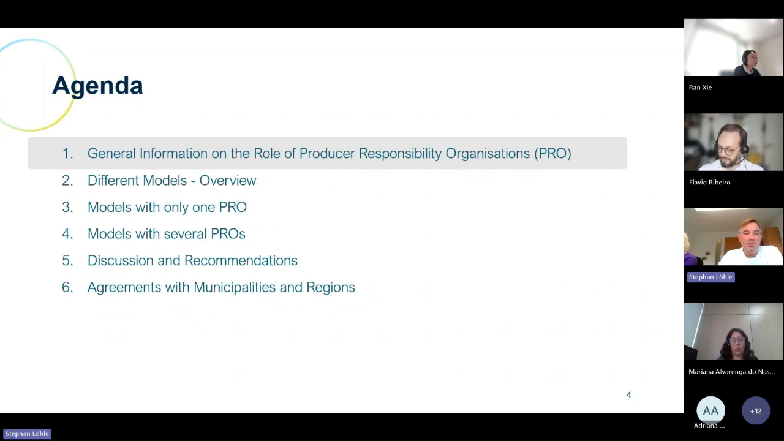Without too many words, we will step into the agenda, having first of all general information about the role of producer responsibility organizations. We'll have a deep dive into different models, giving an overview here. And Agnes then goes into the pros and cons of having a single PRO EPR system or models with several PROs within an EPR system. We will discuss and give recommendations on that and also shed light on agreements with municipalities and regions due to different shaping of the EPR system.